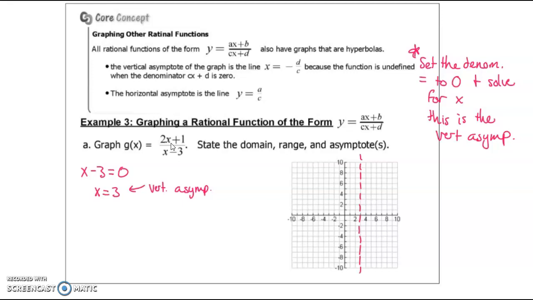Okay. So how you find the horizontal asymptote is, you just find the line y equals a over c. A is the coefficient in front of x on the numerator, and c is the coefficient in front of x on the denominator. So in this case, a is going to be the 2 with the x, and c is going to be this 1. So it's going to be 2 over 1, which tells us y equals 2 is the horizontal asymptote. So let's draw that one in also.